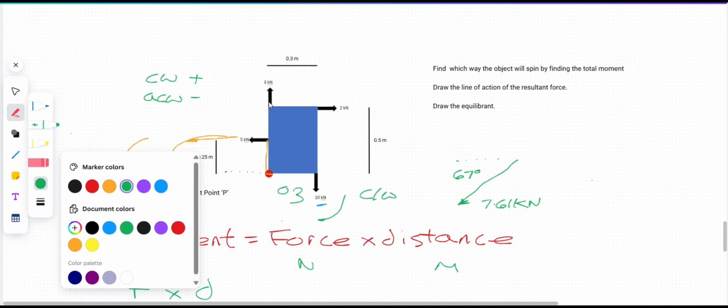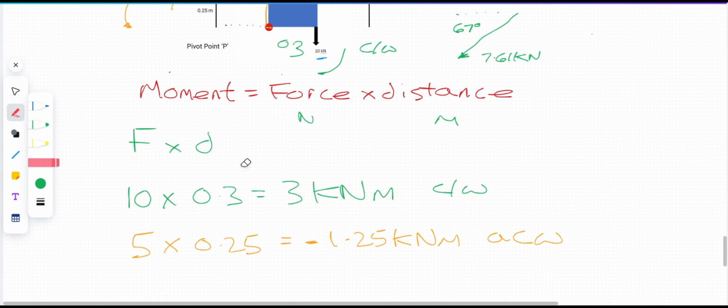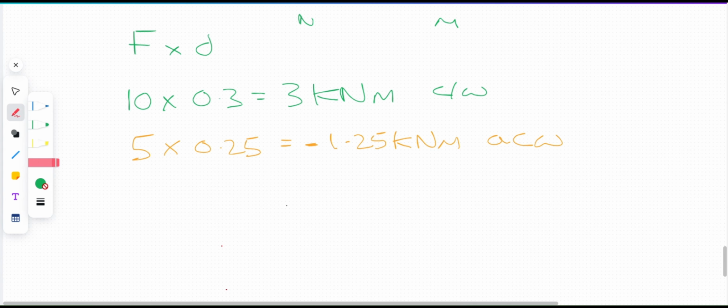Lovely. This number 3, we can ignore it really, because it's in line with the pivot, so it's not going to make it spin. It's just going to pull it off the hinge. If you open a door on a hinge, it's not going to spin, as it just pulls it off the hinge. So this one is going to pull this thing up. It's not going to make it spin because there's no distance, so it's naught really.